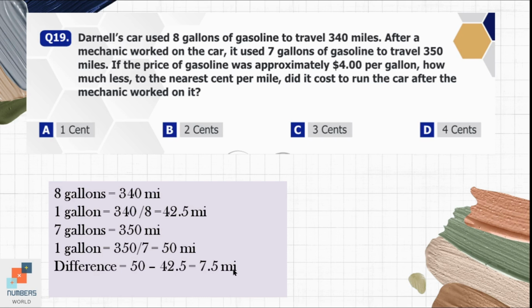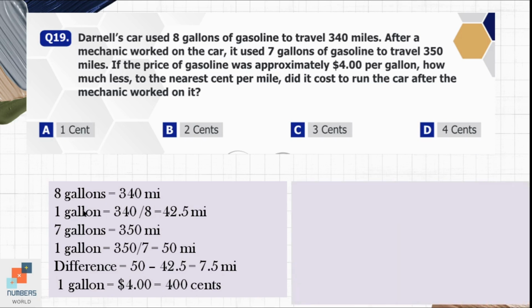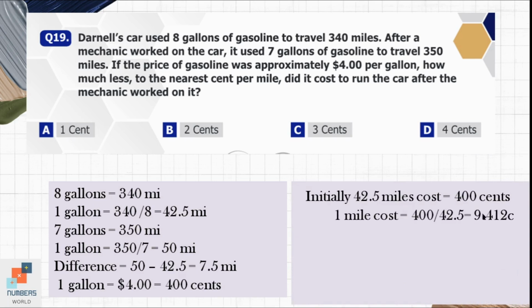It is given in the question that 1 gallon is $4. So that can be written as 400 cents. Initially, the car could travel 42.5 miles in 1 gallon. So the cost of 42.5 miles is equal to 400 cents. So the cost of 1 mile is equal to 9.412 cents.